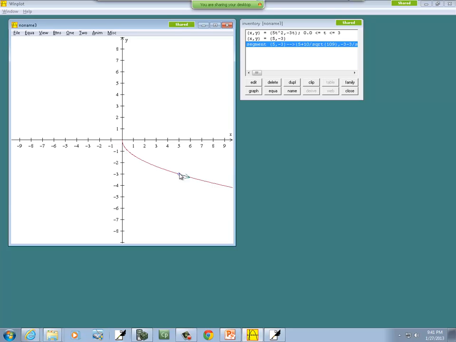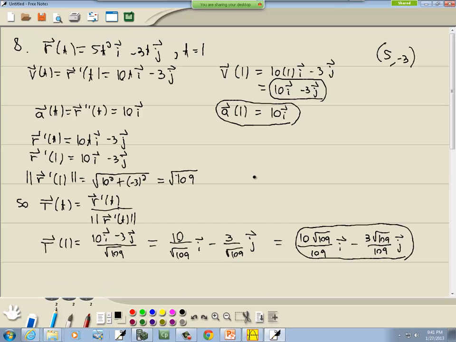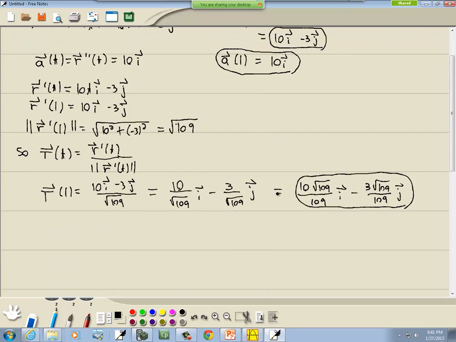So the normal is going to go up like this. It's got to go toward your concavity, which means my x is going to be positive and my y will be positive. Okay, x is going to be positive, y is going to be positive, which means that my normal is going to equal 3 square root of 109 over 109 i plus 10 square root of 109 over 109 j.